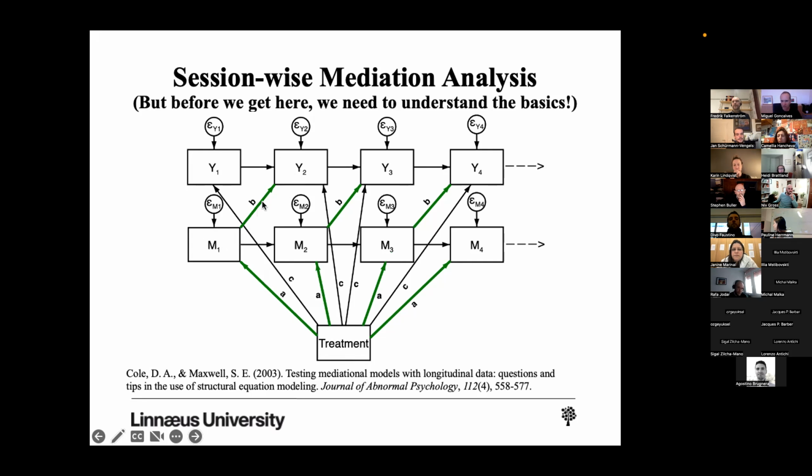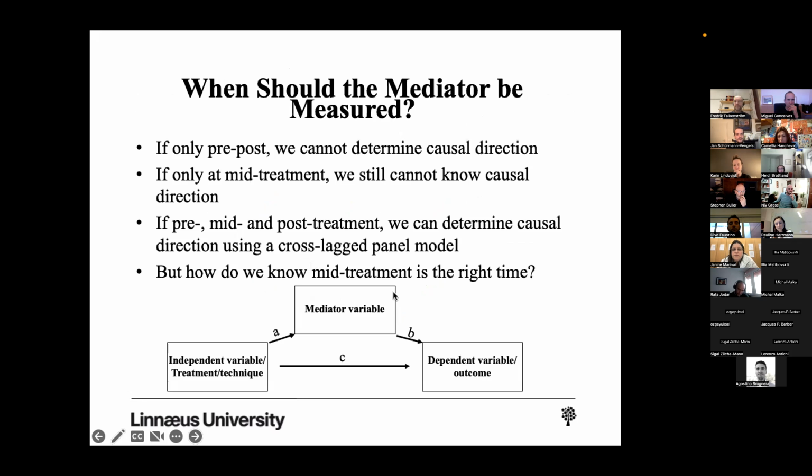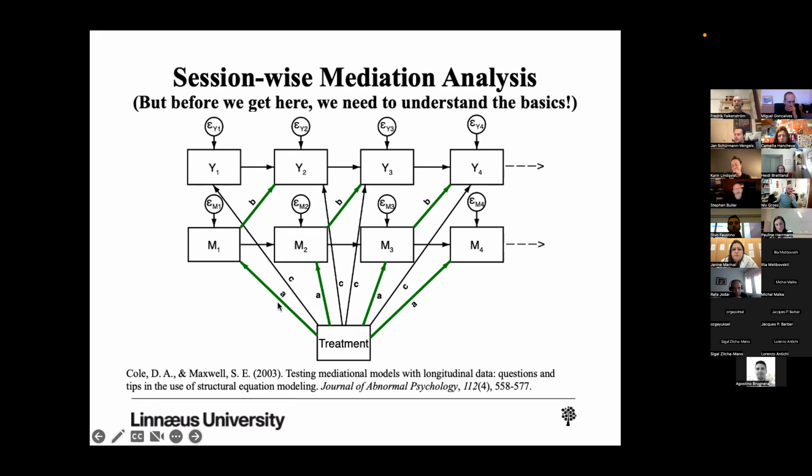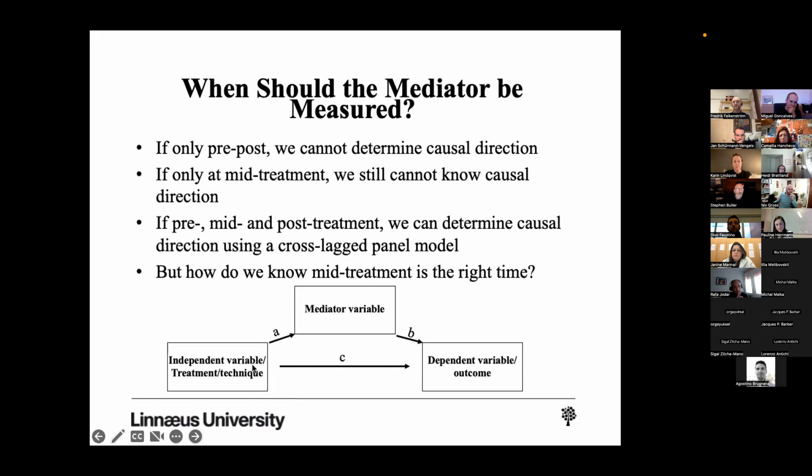So that's the B paths here. They are equivalent to the B path here. So the A path is equivalent to the A path here, and the B path is equivalent to the B path in the previous slide. But we have several A paths and B paths here. And we also have these C paths, that are the direct effect, also the same as in the previous picture. That's the direct effect of the treatment on outcome that is not explained by the mediator.